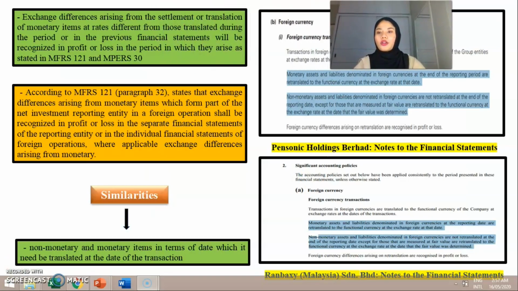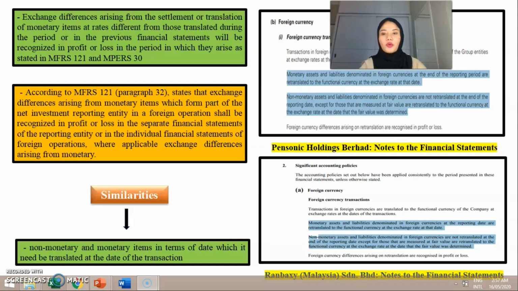Exchange differences arising from the settlement or translation of monetary items at rates different from those translated during the period or in previous financial statements will be recognized in profit or loss in the period in which they arise, as stated in MFRS 121 and MPERS Section 30.